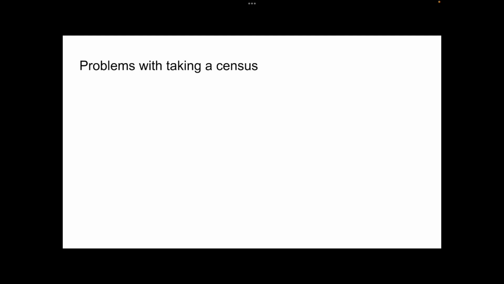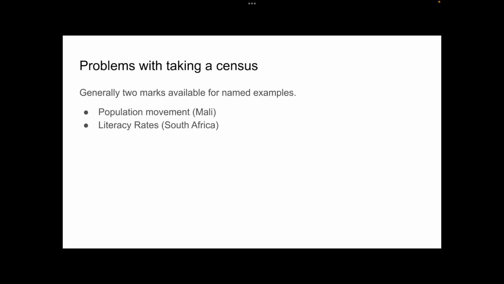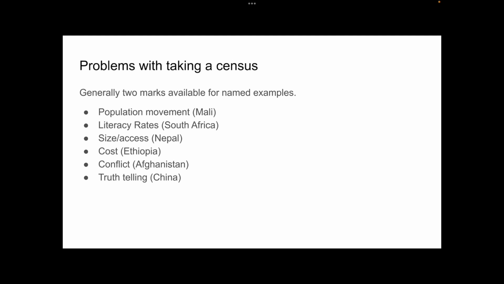Now, problems with taking a census. One of the key things here is it's generally quite a large question, so it's like 10, 12 marks, but you will generally get 2 marks for named examples. So you can see here, I've just summarised the things that you want to talk about, but then I've put the named examples in to show you as well. So I would at least learn 2 of these. Doing 3 would be even better, just in case for some reason there's a third named example mark.